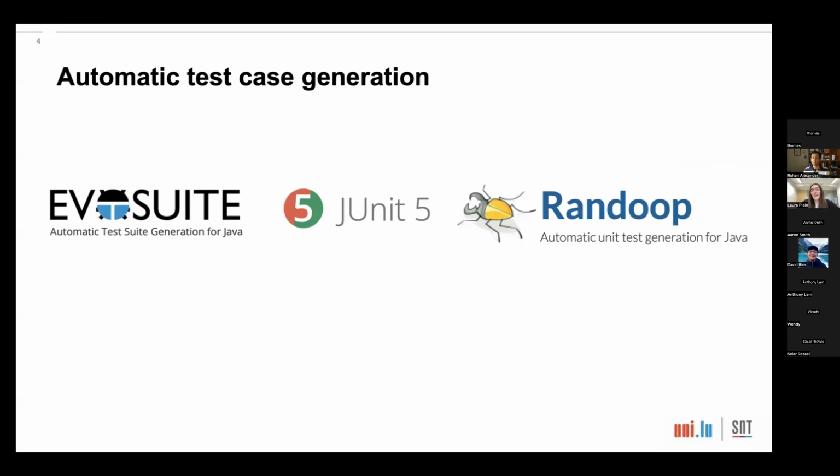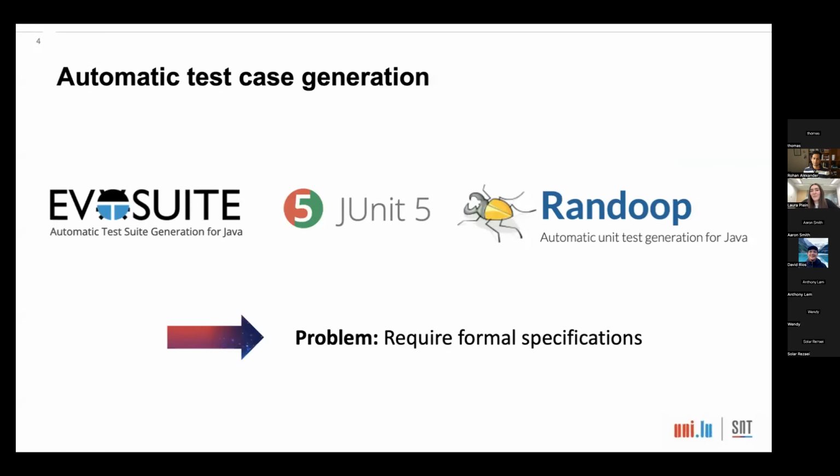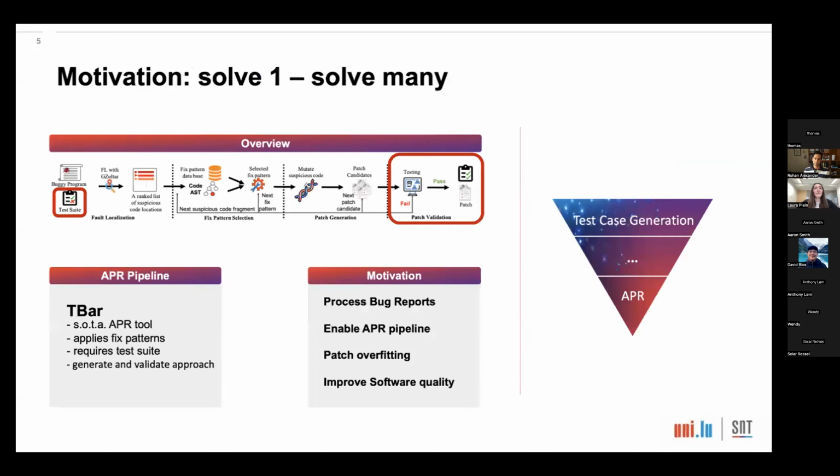Another issue is that these tools need some formal input, such as the exact class that is buggy, which we don't have. We cannot really use those tools because we only have an informal written bug report. Therefore, what we want is a way to automatically generate test cases. This would solve many problems, and it can also be useful to localize the faults and afterwards to validate patches.